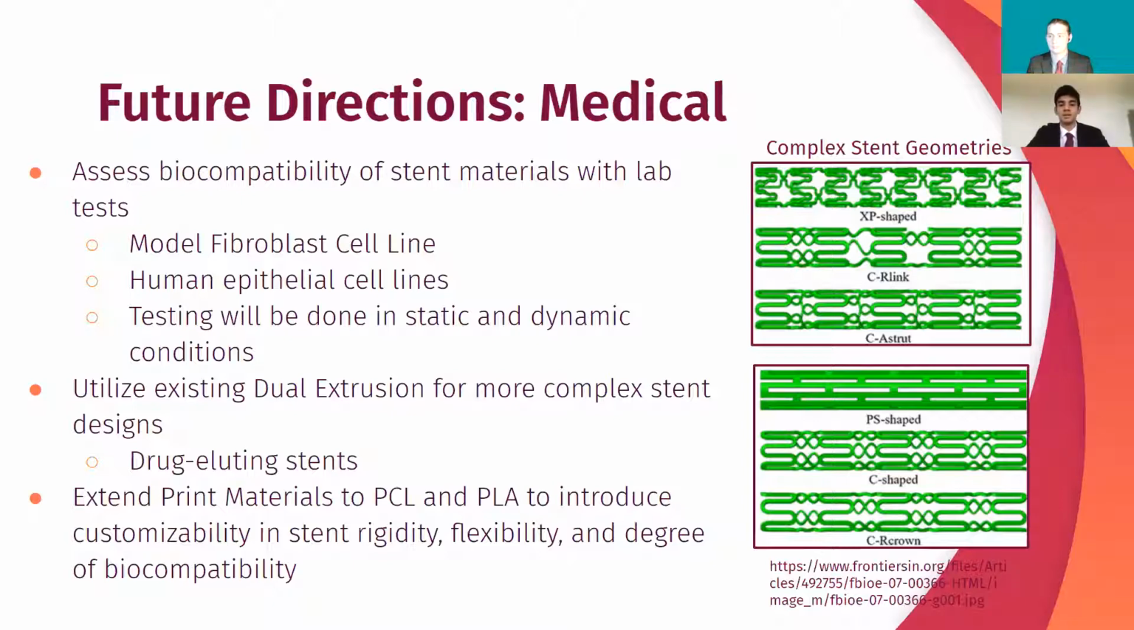And drug-eluting stents generally have more complicated designs since they have to hold pockets for drugs in their walls, and dual extrusion could be used to do this. And we could print more complex stent geometries as well, such as those seen on the right, some of which are drug-eluting stents. Furthermore, I mentioned PCL and PLA as sister polymers to TPU, polycaprolactone and polylactic acid.